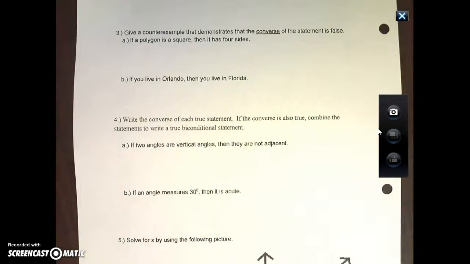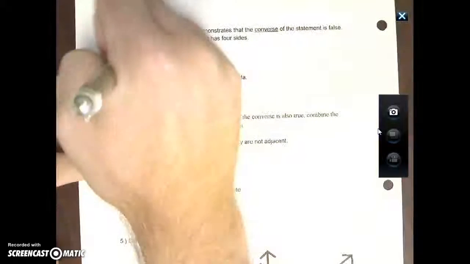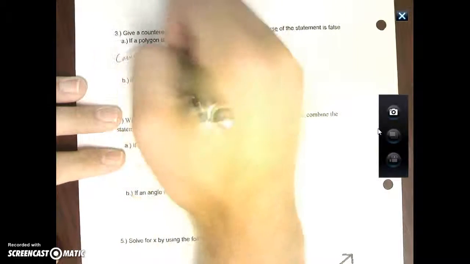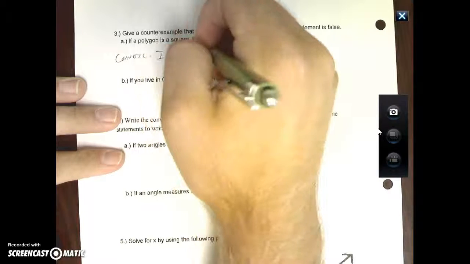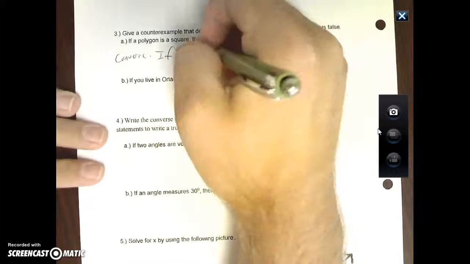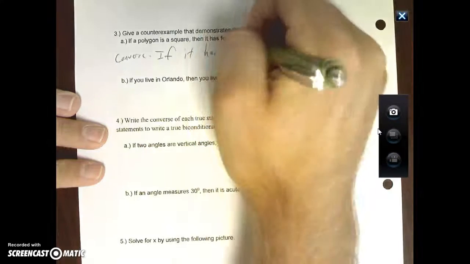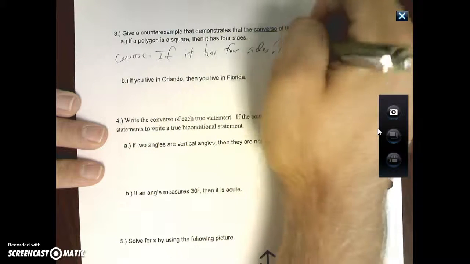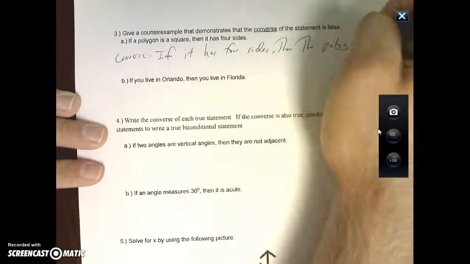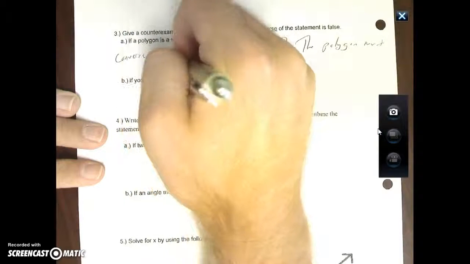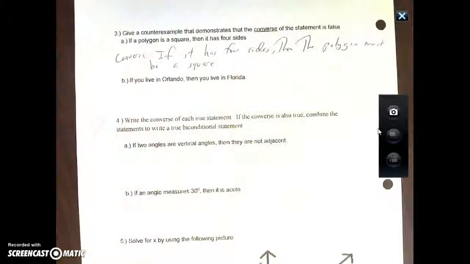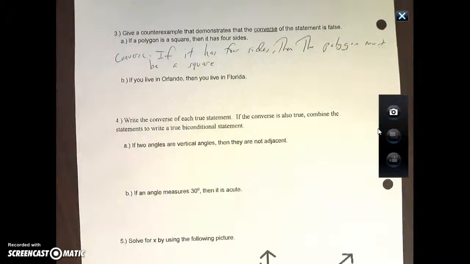Give a counterexample that demonstrates that the converse of the statement is false. Okay, so they're going to give us a conditional. If a polygon is a square, then it has 4 sides. That makes sense. But our converse is if it has 4 sides, then the polygon must be a square. Now here's where you have to think. Can you think of anything else that has 4 sides that is not a square?